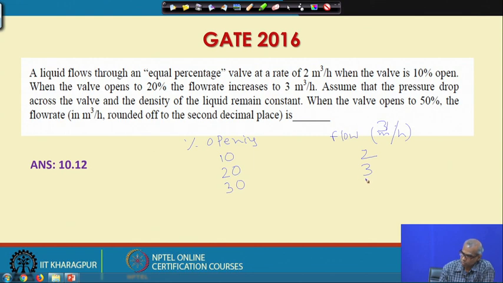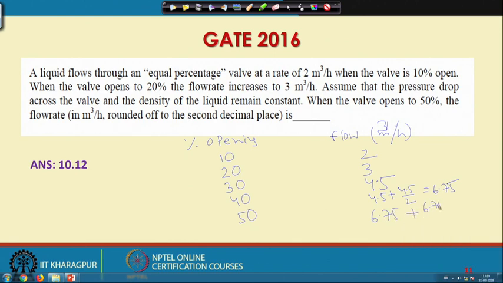So, that will become 4.5. When it is 40, it will increase by 50%. So, 4.5 plus 4.5 by 2 equal to 6.75 meter cube per hour. Similarly, when it is 50% opening, there will again be a 50% hike in the flow rate. So, 6.75 plus 6.75 by 2, which is 10.1250 meter cube per hour. So, if you wish to round off to the second decimal place, you can write it as 10.12.